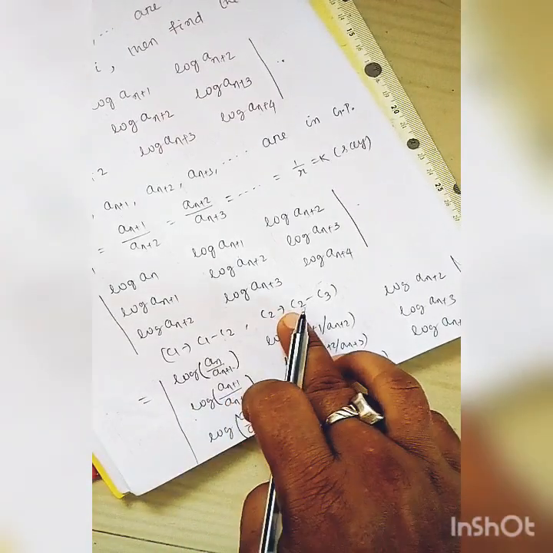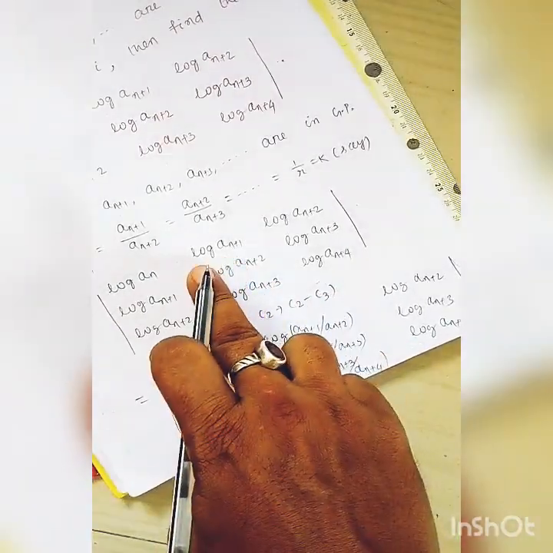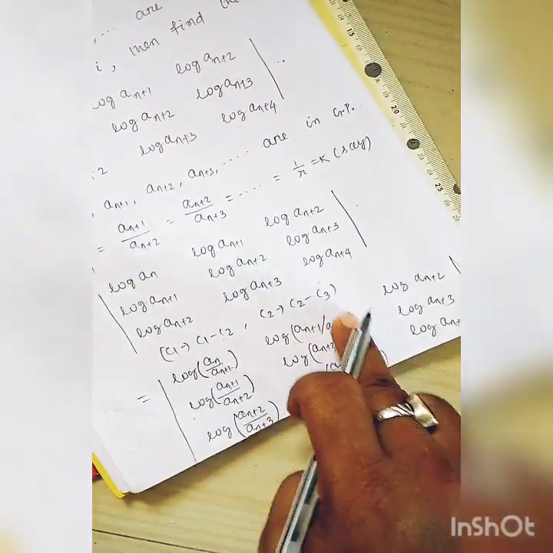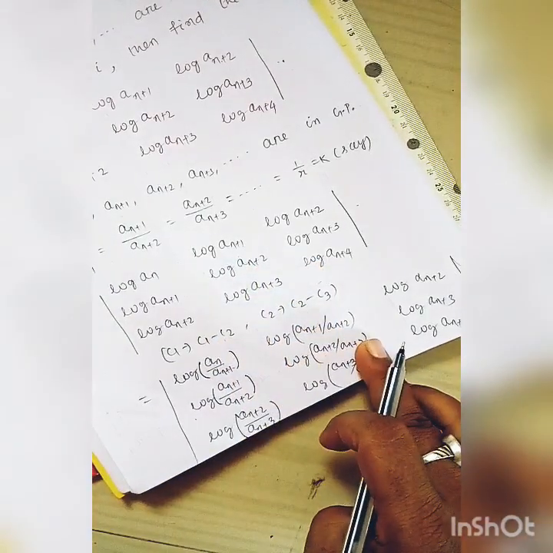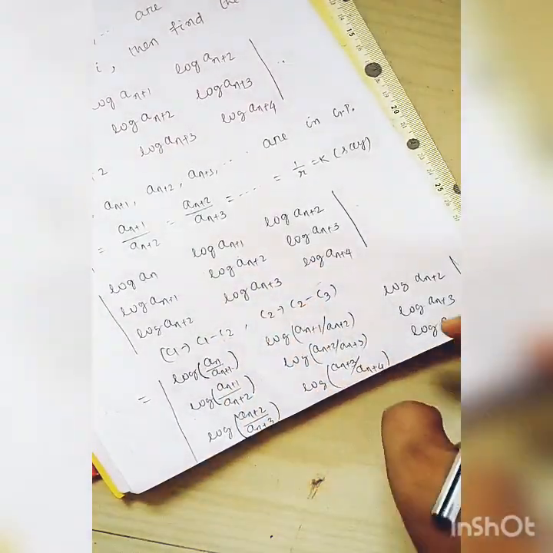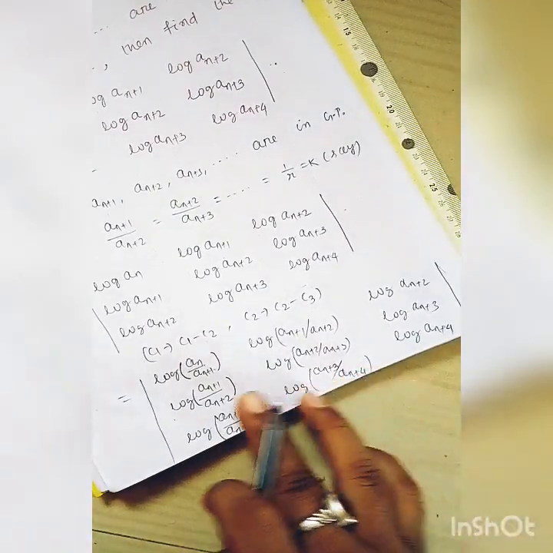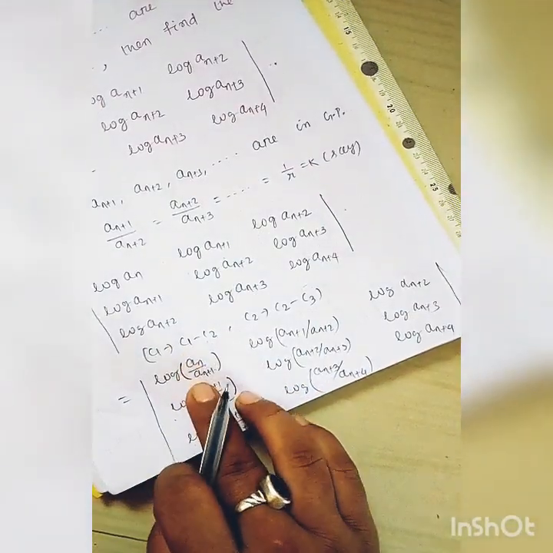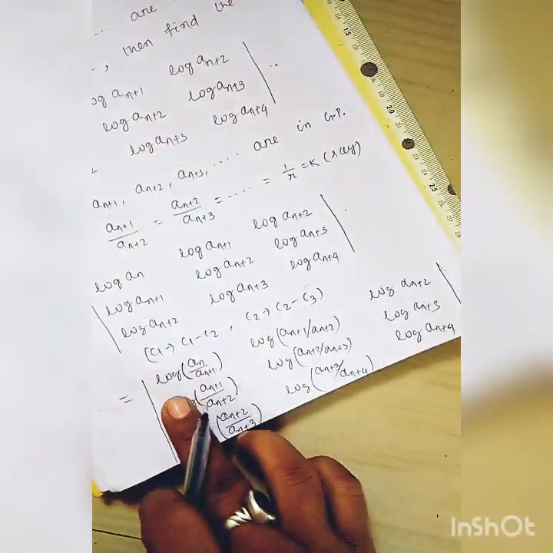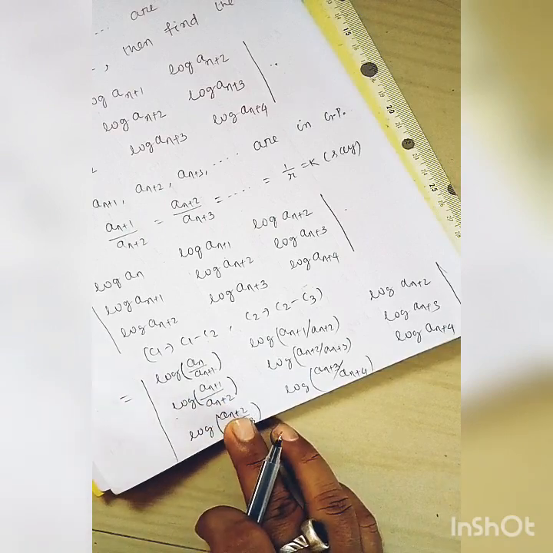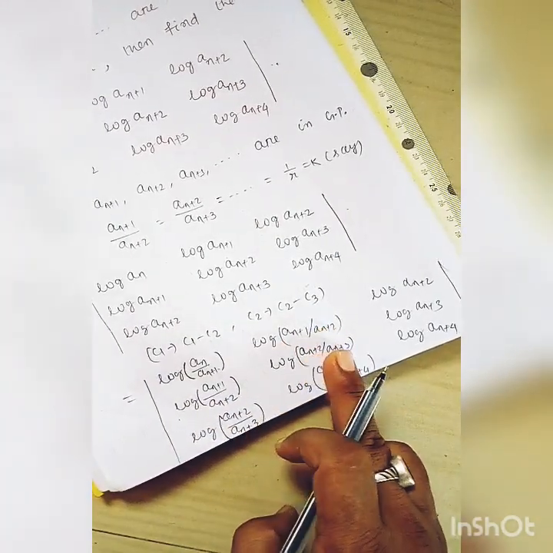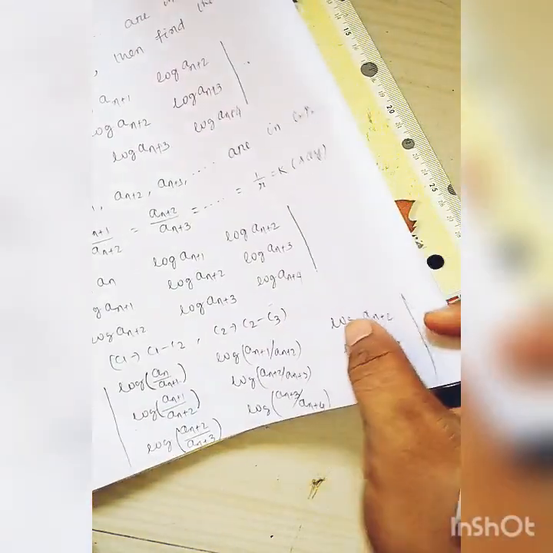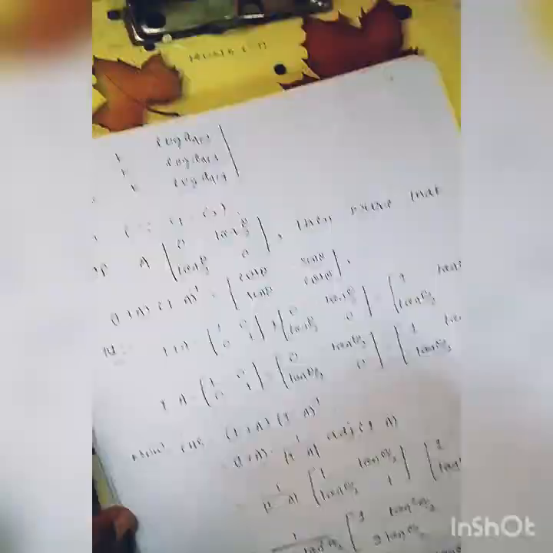Again, use the property column 2 is replaced by column 2 minus column 3. Log a(n+1) minus log a(n+2), that is log a(n+1) by a(n+2). Similarly, log a(n+2) by a(n+3), log a(n+3) by a(n+4). Again, column 3 is constant. As you know this is equal to k, we consider this as k. Now a(n) by a(n+1) equals k, that is log k, log k, log k. Again, it is also k, log k, log k, log k. As any two columns are identical, the value of the determinant is 0 by using the identical property.